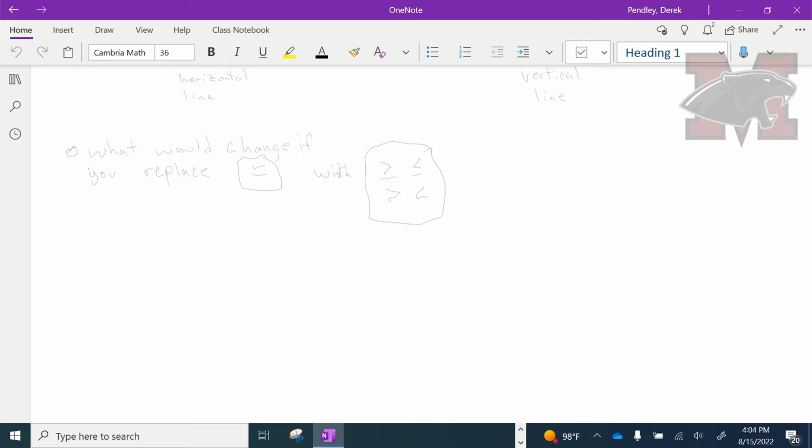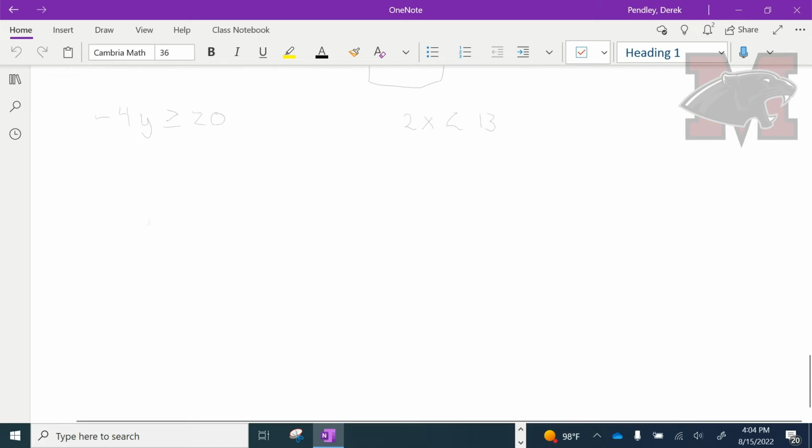So what I'd like you to do is regraph these with an inequality in their place. Now be careful because one has an equal to and one does not have an equal to. So you're going to have to remember from the last lesson what happens. So go ahead and take some time and do that.